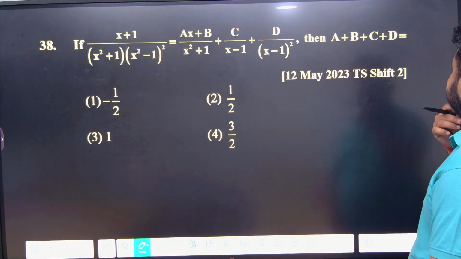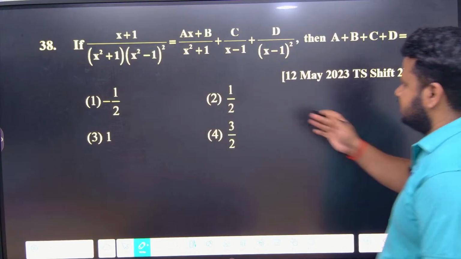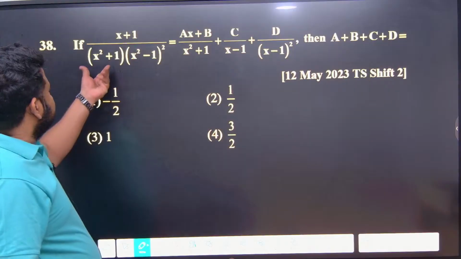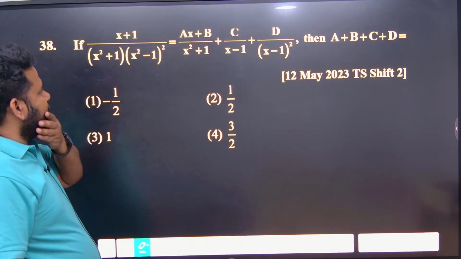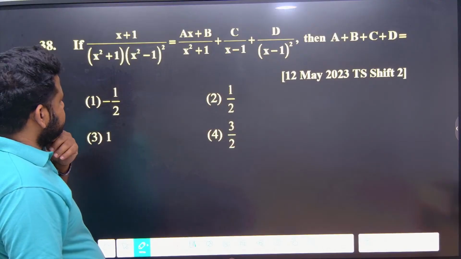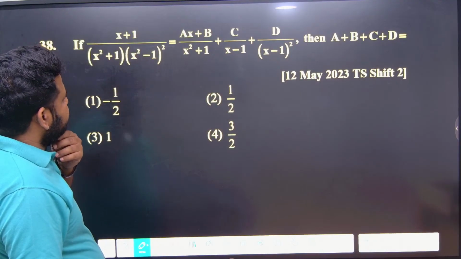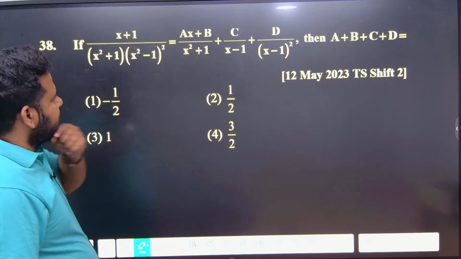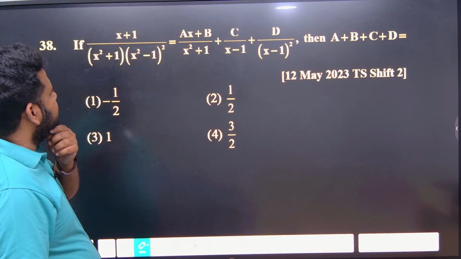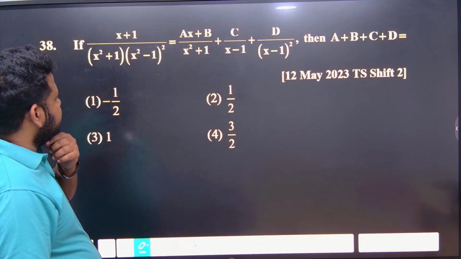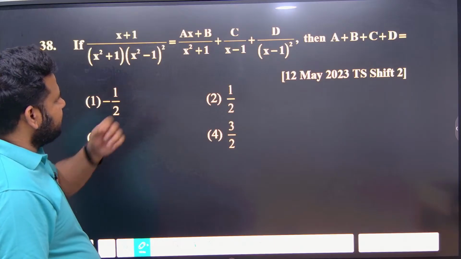See here, this is a very simple question they were given. One is a non-factorizable form, another one is a repetition form. So definitely here ax plus b, c by x, I can find out the value of d, and ax plus b is given. So d value I can definitely find out.